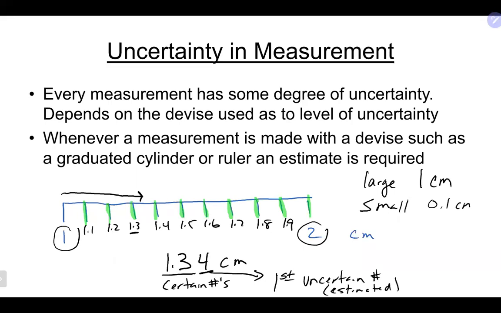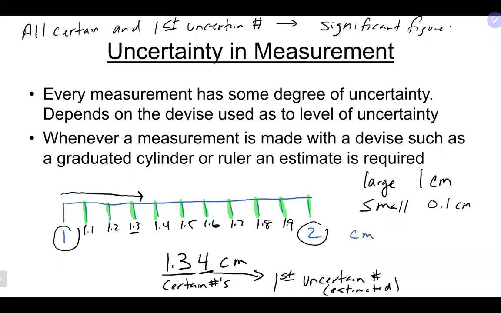When you take a reading like this, you should always record in any measurement all of the certain numbers plus the very first uncertain number. That is important because that is what is known as significant figures. So when you record all of the certain numbers in a measurement and the first uncertain number, which is the estimated digit, that is how many significant figures it would have, which means this number here would have how many significant figures? This number here should have 3 significant figures, right?